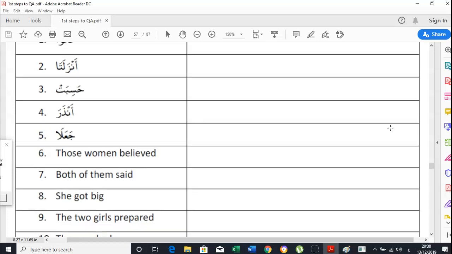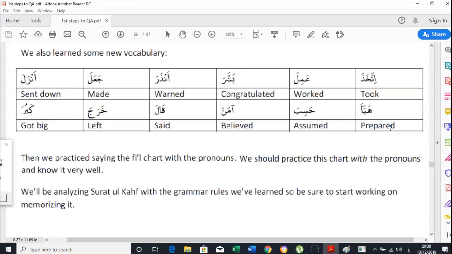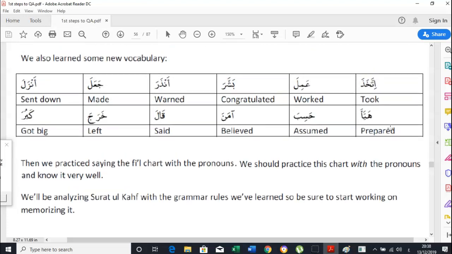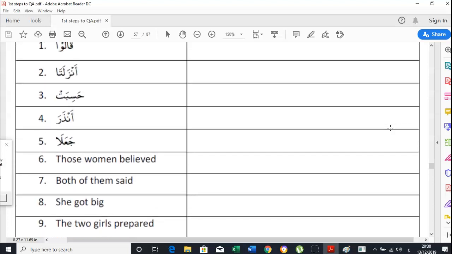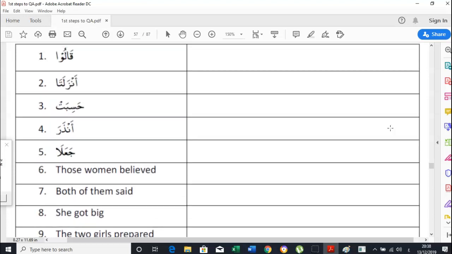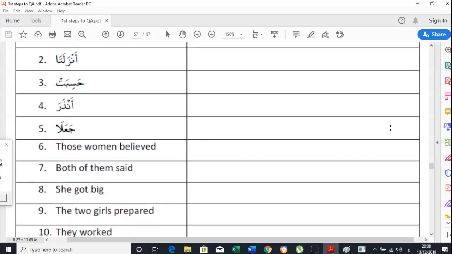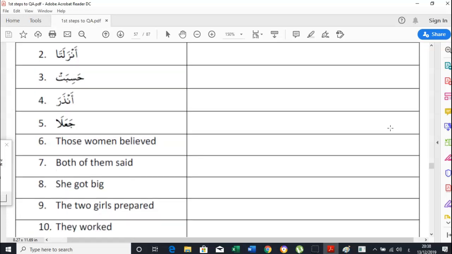Yeah, the translation is on the previous page. Over here. It's on the previous page, the translation, so you have to write down. Okay. Andhara, number 4, means to warn. Who warned? He warned. Ja'ala means to make. Ja'ala.